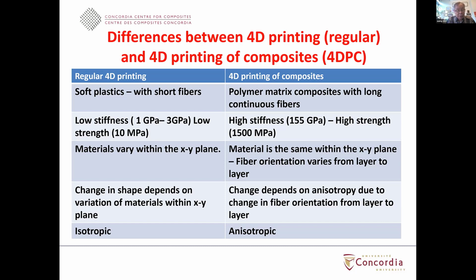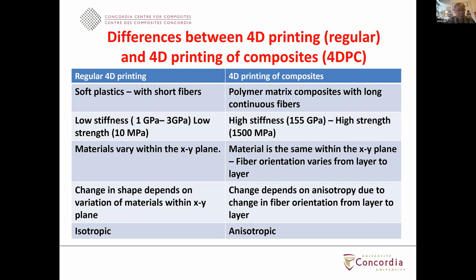In terms of how you can make the structure change shape, for regular 4D printing, usually you vary the material within the XY plane. So when you subject it to some kind of heat or moisture absorption, the different properties at different points make it change shape. Whereas in the case of 4D printed composites, the material is the same within the XY plane. We don't change that, except that we change the fiber orientation from layer to layer. That means along the Z direction, along the thickness direction, we change the fiber orientation from layer to layer. So in regular 4D printing, the change of shape depends on the variation of material within the XY plane, whereas for our case, it changes from layer to layer.